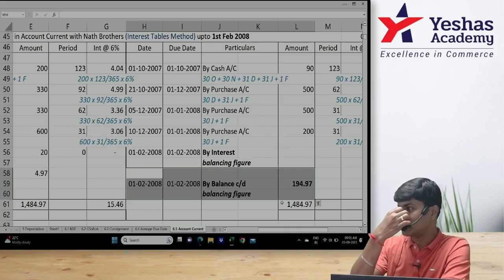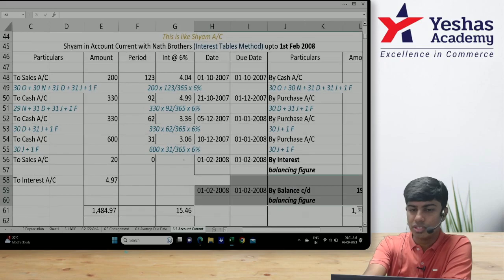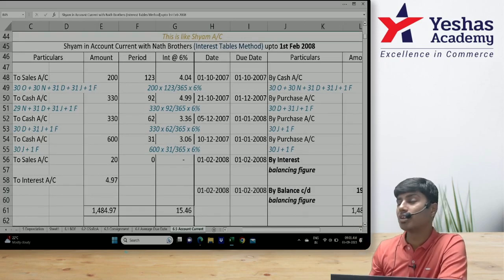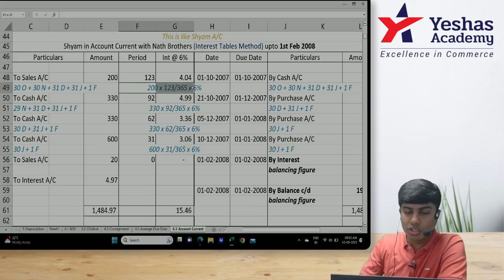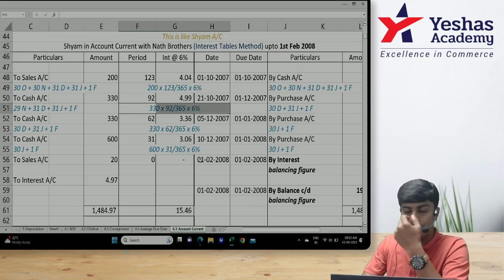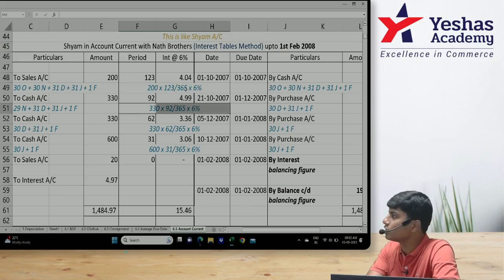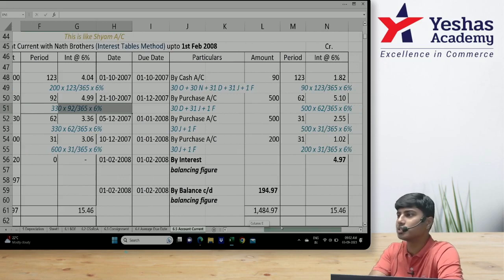Very good. Did you understand this? Same thing what we did, no? This is called the interest table method. We can do the same thing under the product method. Let me explain. Here we did 200 into 23 divided by 365 into 6%. Here we did 330 into 92 divided by 365 into 6%. Everything, if you observe, is divided by 365 into 6%.